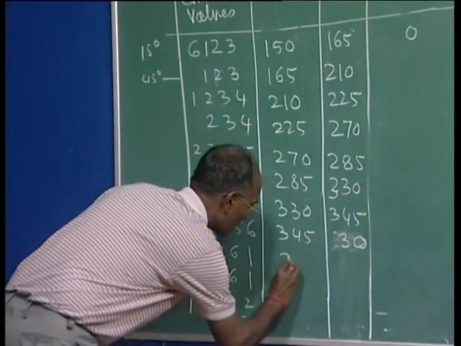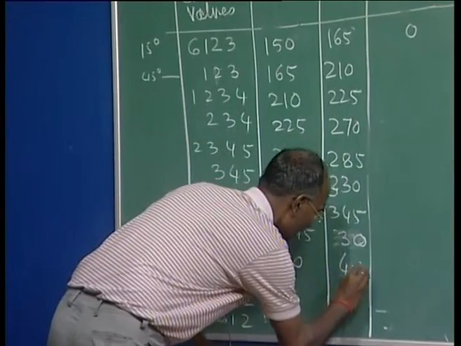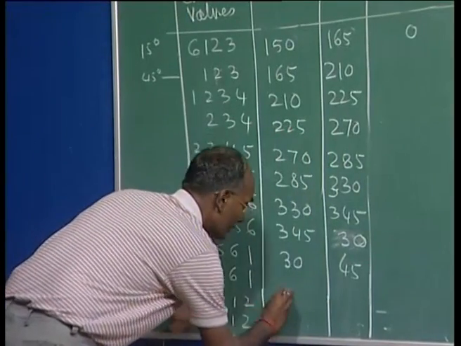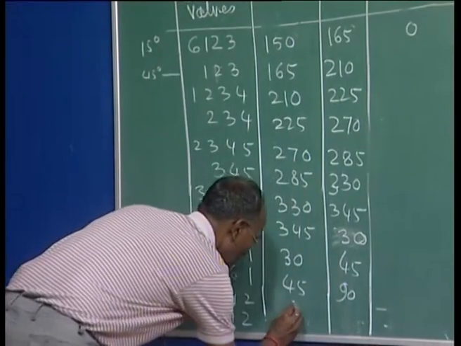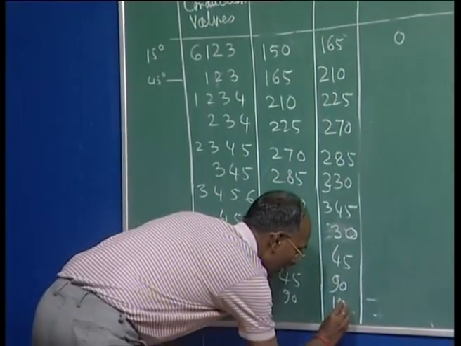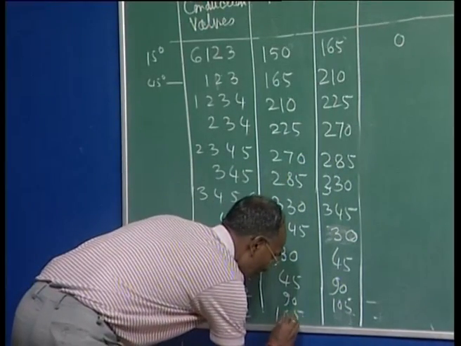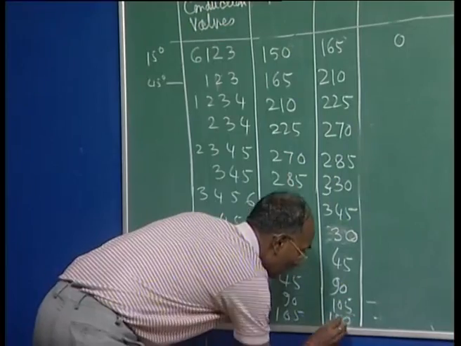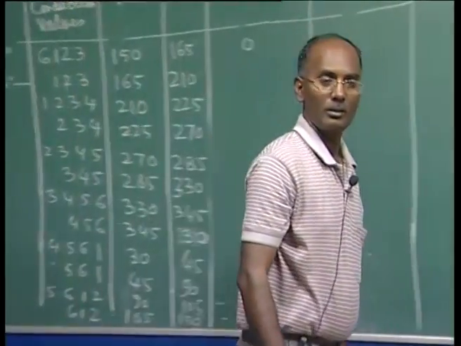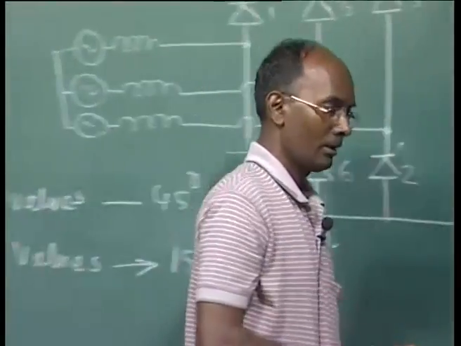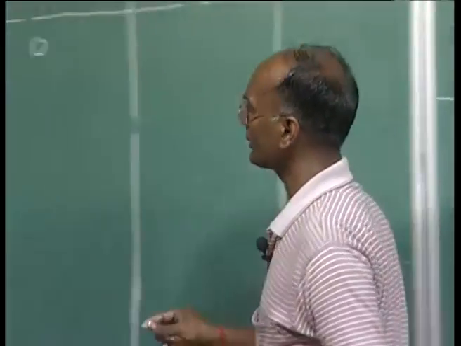So here from 30, now we can add this 45 degree, and from 45 to here 45 it is 90 degree, and from 90 here is 105, and from 105 we are having 150 degree. You can see we have reached here again. So we can write the output voltage here.